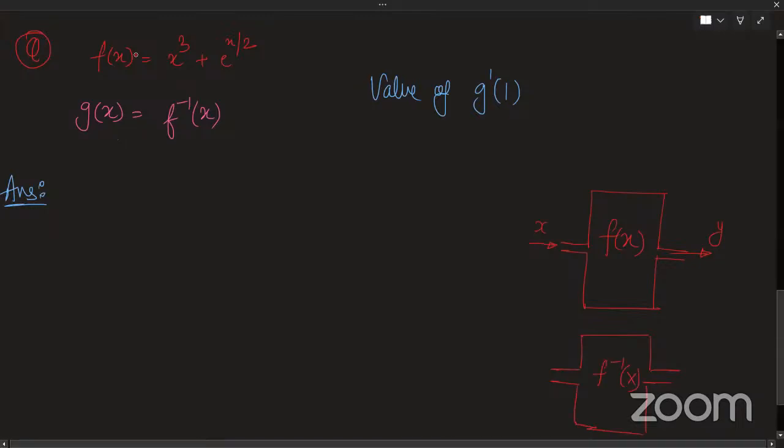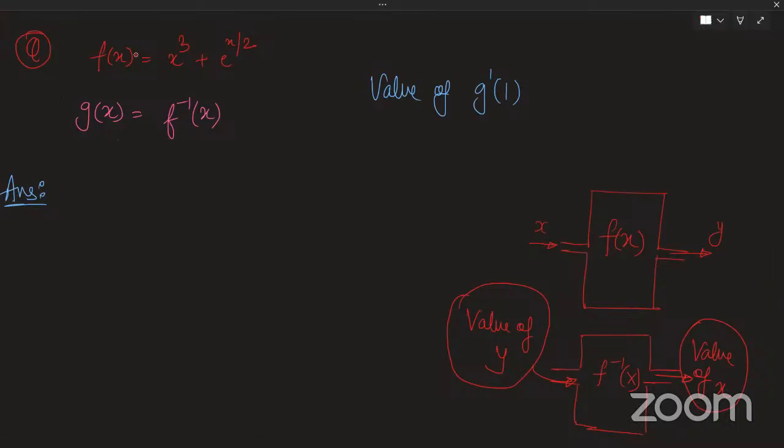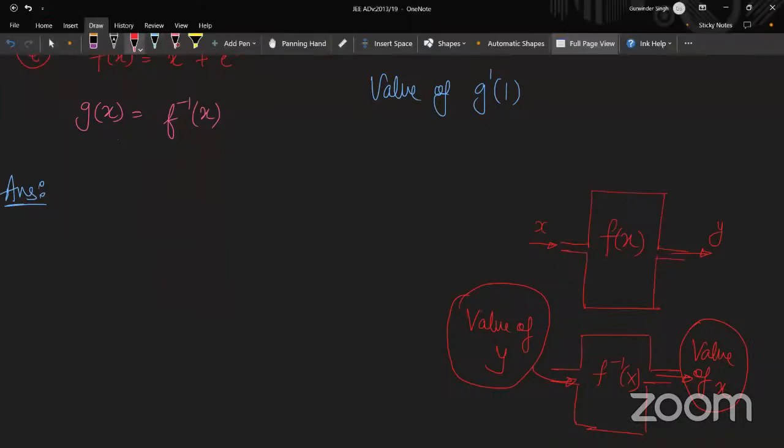The value of y will be the input, and the output is the value of x. Correct. So basically it will tell you that particular value that can be inserted into that function in order to get the same value of y that you have got. So for example, over here you have f of x, and you know that g of x is f inverse of x.